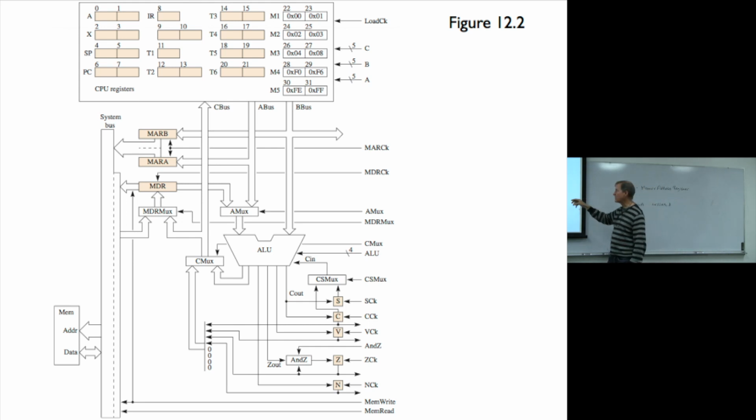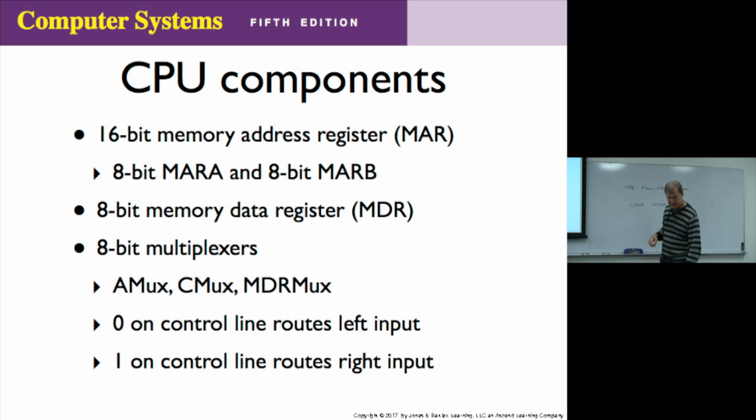That's a control line, this little AMUX coming in from the right. What is its label? Yes, that is an AMUX. So it has the same name as the multiplexer, but it's a control line. And here's how that works, and this is going to be our convention: 0 on a control line means left, and 1 on a control line means right. So let's visualize how that works.